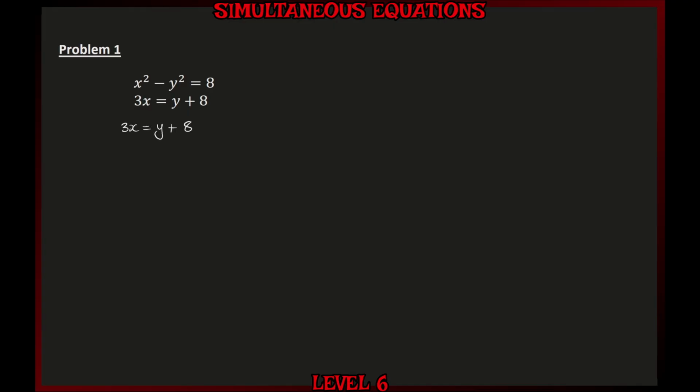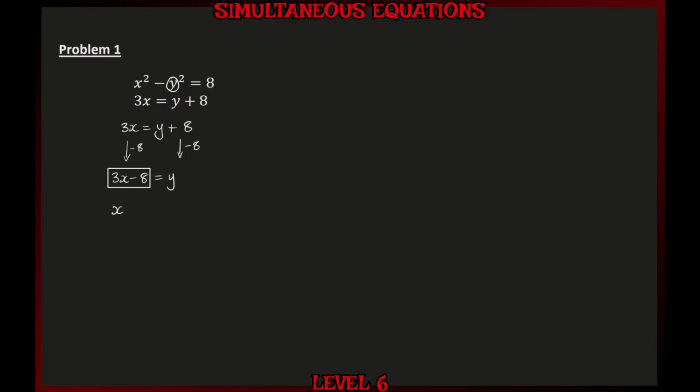And the easiest thing to do here is to make y the subject. We can do this by subtracting this 8 from the right hand side, and we need to make sure that we do the same on the left. So the left becomes 3x minus 8, and on the right, we just have y because the plus 8 and the minus 8 cancel out. Now that we have y as a subject, we know that 3x minus 8 is equal to y. So we can take 3x minus 8 and replace any y's in the nonlinear equation with this.